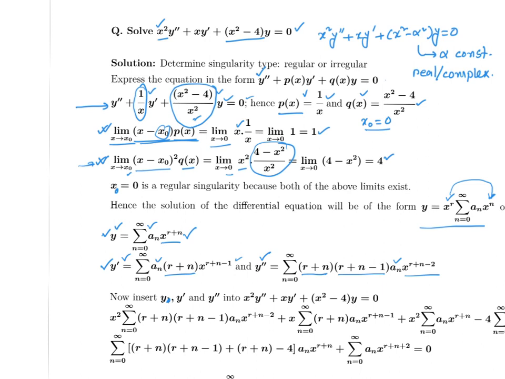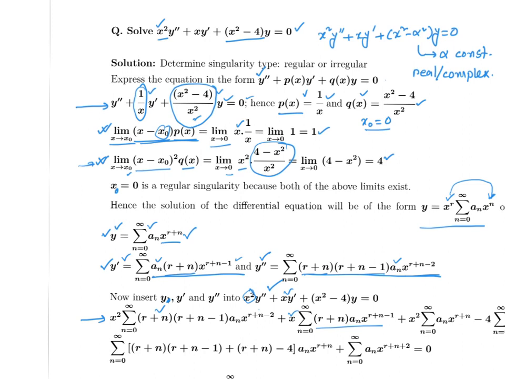Y prime and y double prime. And we are going to go ahead and plug in those values into this equation. If we do that, we get this. So which is x squared times y double prime. But I found the y double prime right here. I just plug it in. Then x times y prime, my y prime is right here, so x times y prime plus x squared.